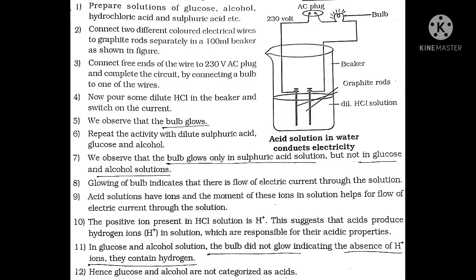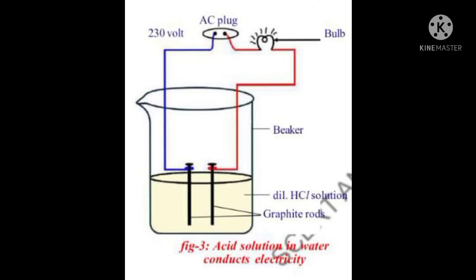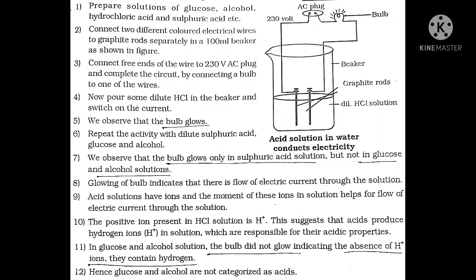My dear students, we should observe one important activity, that is, acid solution in water conducts electricity. Before that we have to collect some materials. Those are two different colored wires, a 230 volt AC plug, prepared solutions like glucose, alcohol, dilute hydrochloric acid and sulfuric acid, graphite rods and a beaker. Okay, children, now let us start our activity.